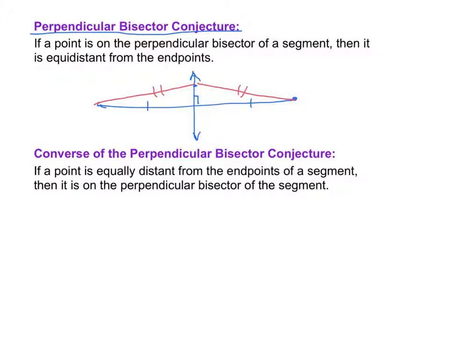So the converse of the perpendicular bisector conjecture simply states it in reverse. If a point is equally distant from the endpoints of a segment, then it is on the perpendicular bisector of the segment, as we can see here.